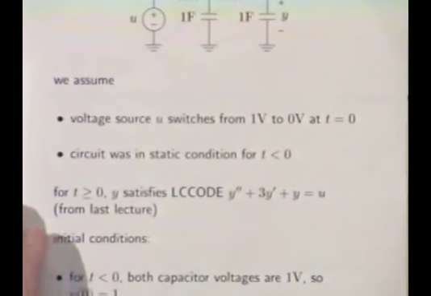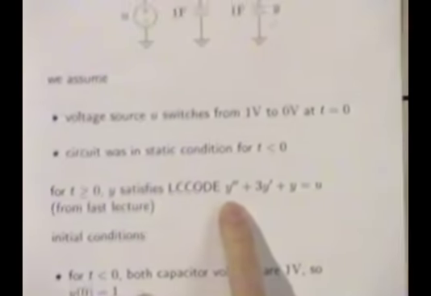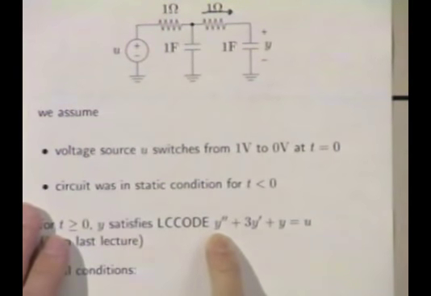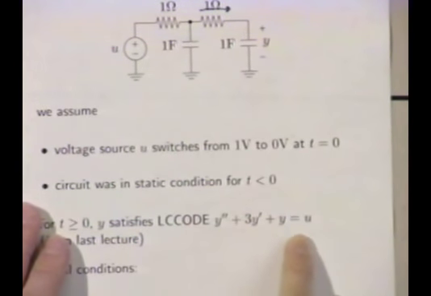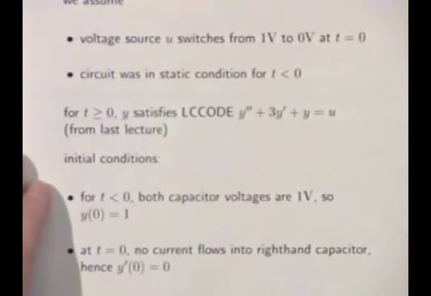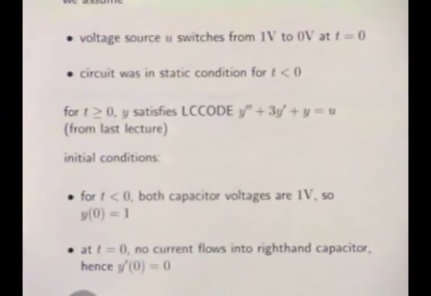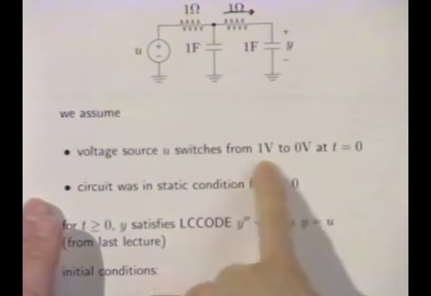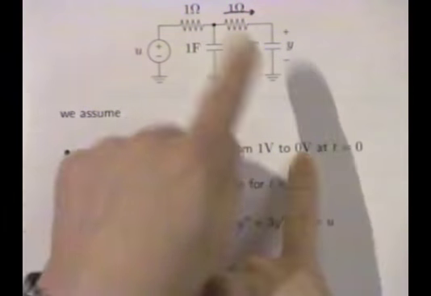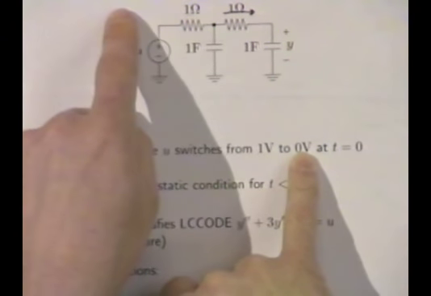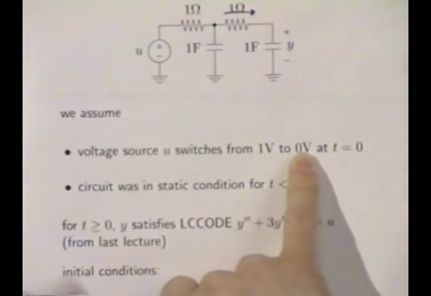Okay, now let's do the differential equations. Here's when you work out what the dynamics is. It's y double prime plus 3y prime plus y equals u. So if you work out what happens here, the initial capacitor voltages are 1 volt. Oh, it switches from 1 volt to 0 volts. I'm sorry. So I gave you the description for this thing switching from 0 to 1. I meant it switches from 1 to 0. Okay.